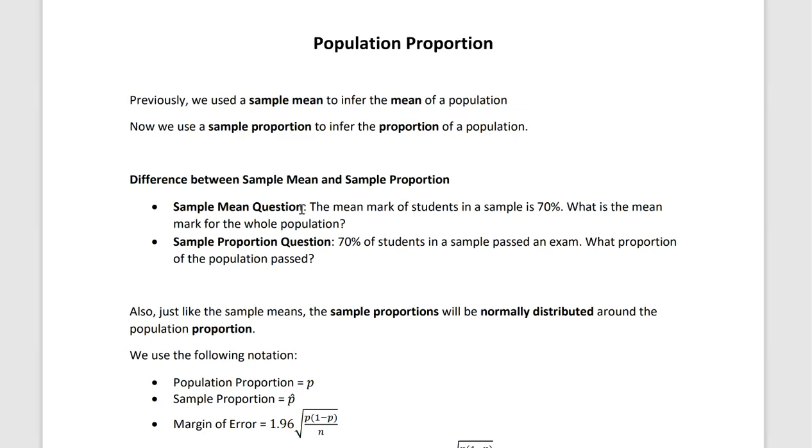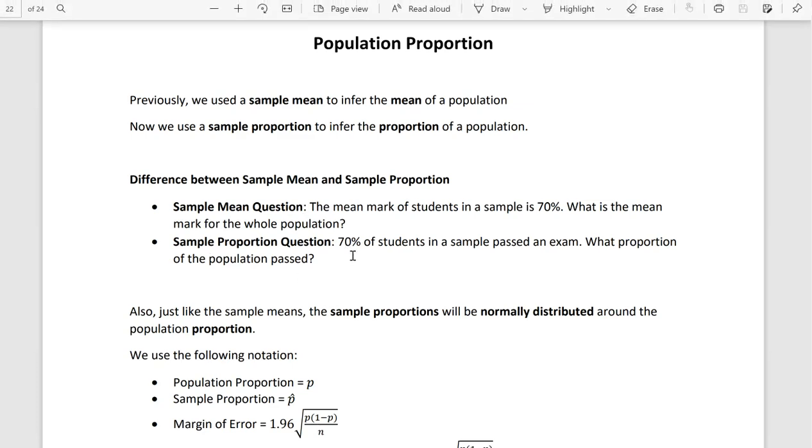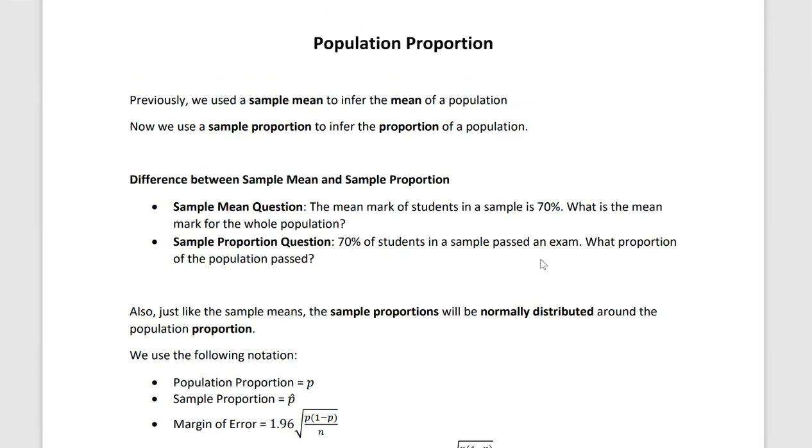Now, look at the difference with a sample proportion question. In this question, 70% of students in a sample passed an exam. So that's a different emphasis straight away. We're looking for a different thing. This is the proportion of students who passed the exam in the sample that you're working from, and you want to use that proportion to predict the proportion for the whole population. That's the big difference here.